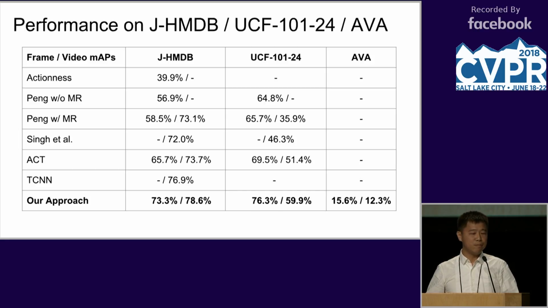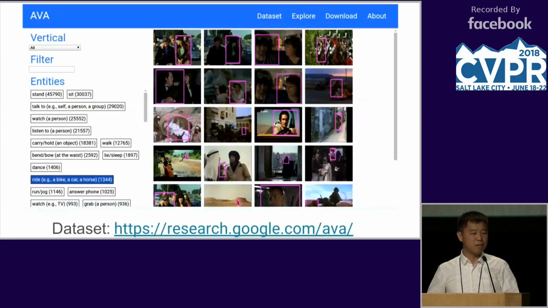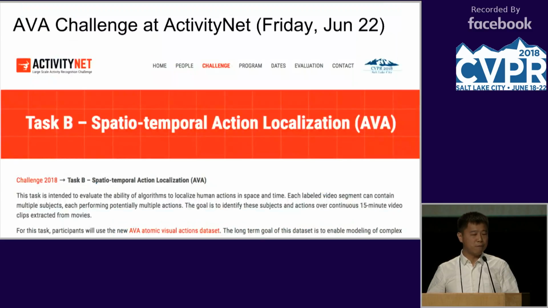However, the same model achieves only 15.6 on EVA, leaving a large room for improvement. Detailed analysis shows that EVA is particularly difficult for classification over localization, so there's a long way to go to accurate modeling of atomic actions. We have released our dataset since last summer, and we have been actively maintaining it. We are very grateful to all the contributors for giving us constructive feedback.